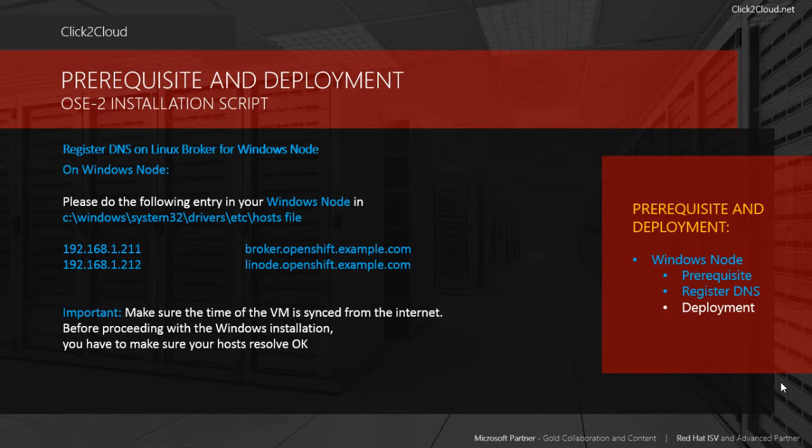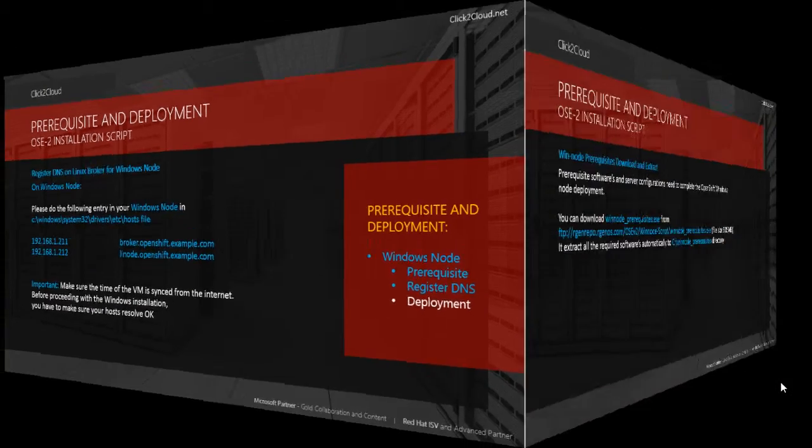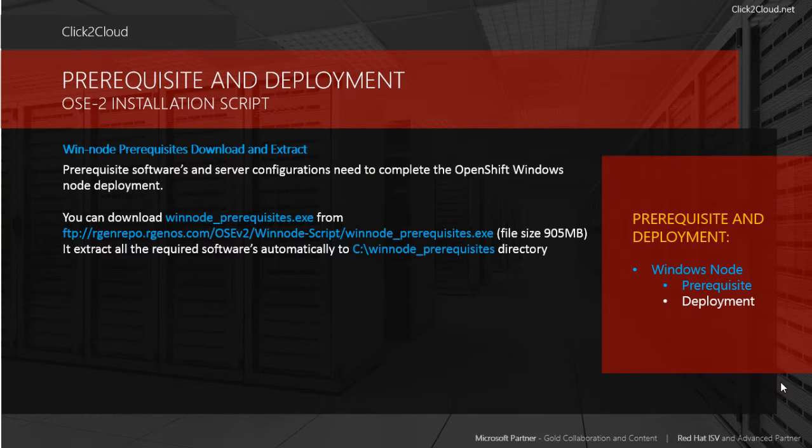Coming back to discussing prerequisites, we require other prerequisite software to complete the Windows Node deployment. You can download the prerequisites exe from the displayed URL. It will extract all the software for you. Let's extract the software from the exe.